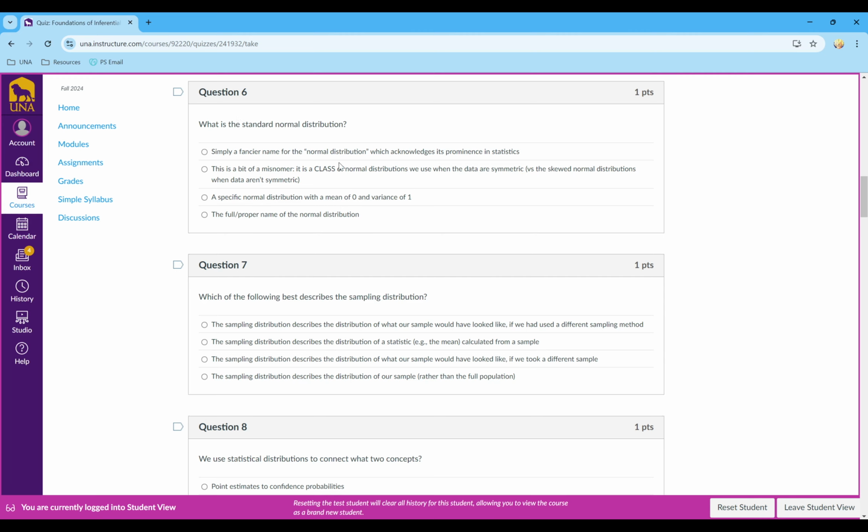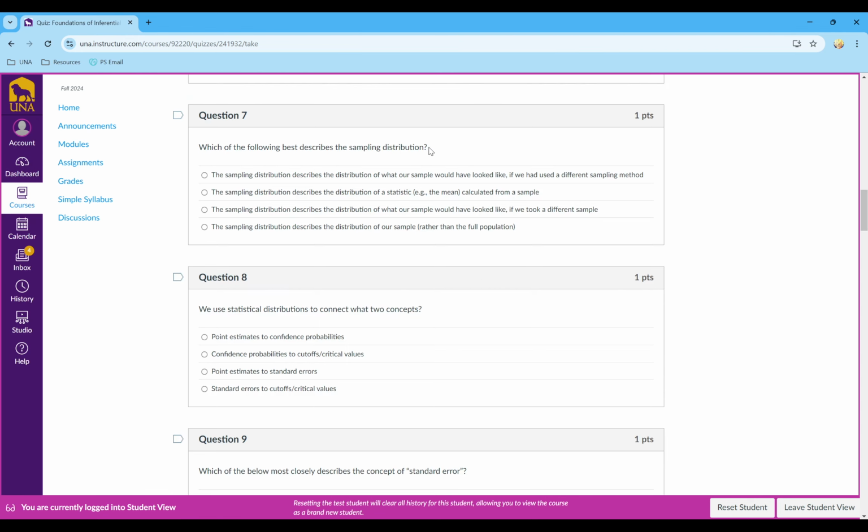What's the standard normal? Well, it's just a normal with mean 0 and variance of 1. So there's a couple of things here, but we'll go with a fancier name for the normal distribution. I like that. Some weak distractors here, I apologize, but yeah, it's a specific normal distribution with a mean of 0 and a variance of 1.